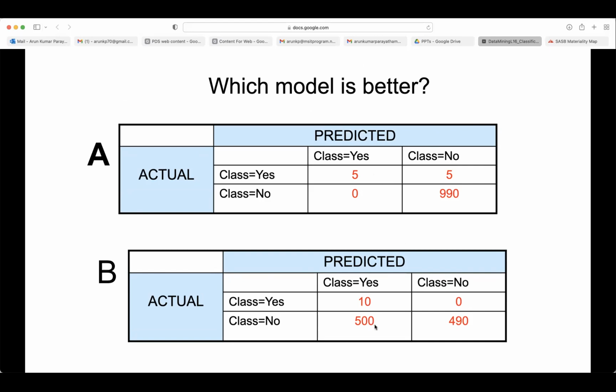Another thing, the comparison between these two: do you want to catch all and trouble many people, or do you want to catch even half? It's okay, but catch them, and don't trouble any non-fraudster as a fraudster.